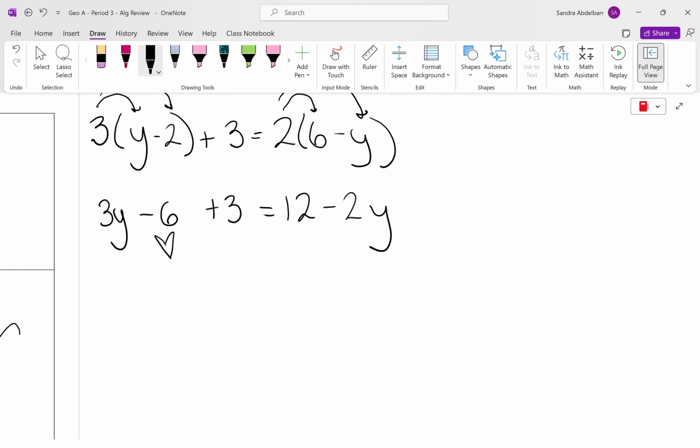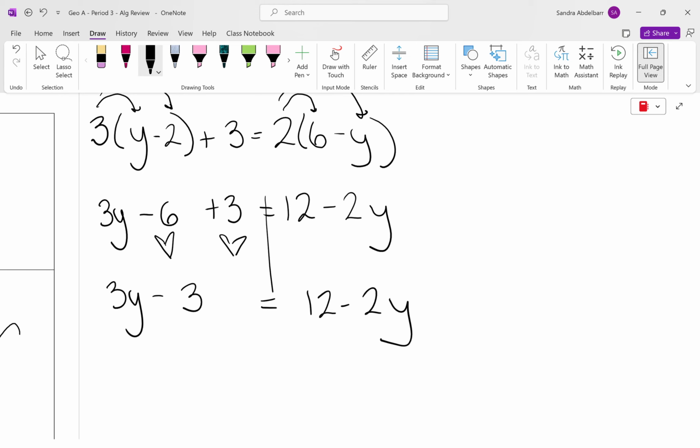Negative 6 and 3. How come I can't do negative 6, 3, and 12? Why can't I put those all together and add? Say, okay, well, negative 6 plus 3 is a negative 3, and negative 3 plus 12 is a positive 9. It's actually a negative 12, if we bring it to the other side. But right now, are these all on the same side? No, that 12's on the other side of the equal sign. That cannot be added if they're on different sides of the equal sign. So that 12 is not included. So now we're going to have 3y minus 3 is equal to 12 minus 2y.